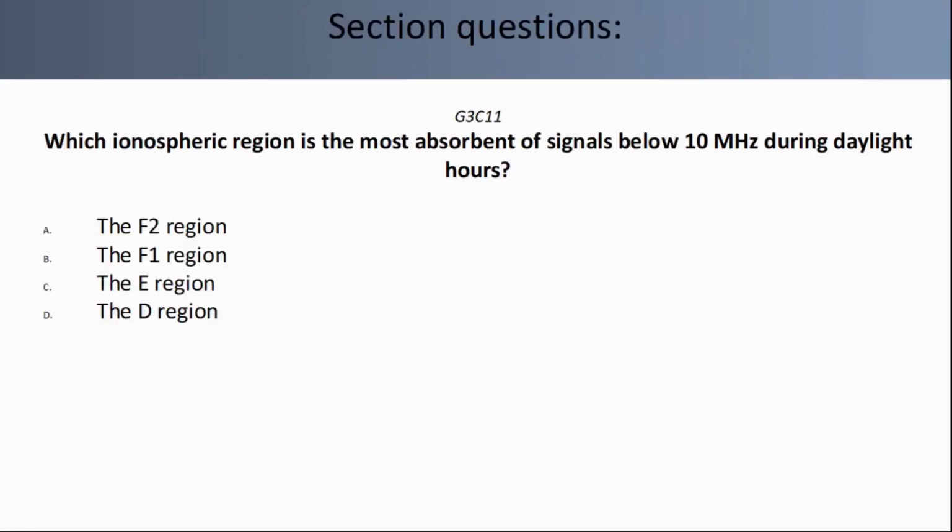Okay, let's do some quick questions here on the material we just covered. Which ionospheric region is the most absorbent of signals below 10 megahertz during the daylight hours? Well, our friend is not the D layer. It's that D region that's most absorbent, and it'll just suck those signals up and they disappear.